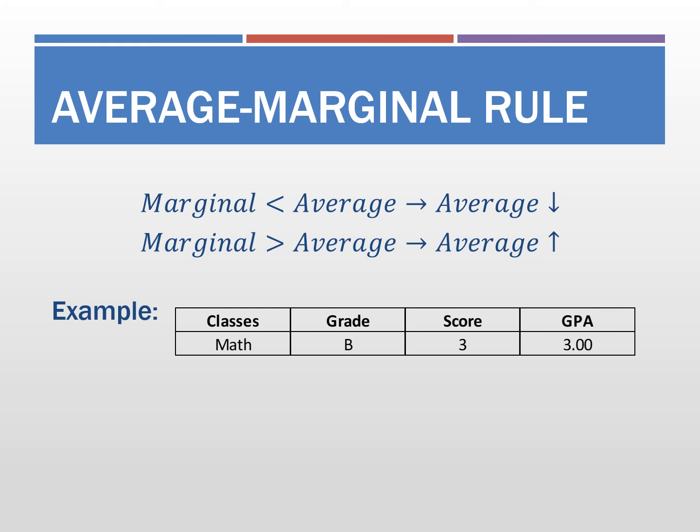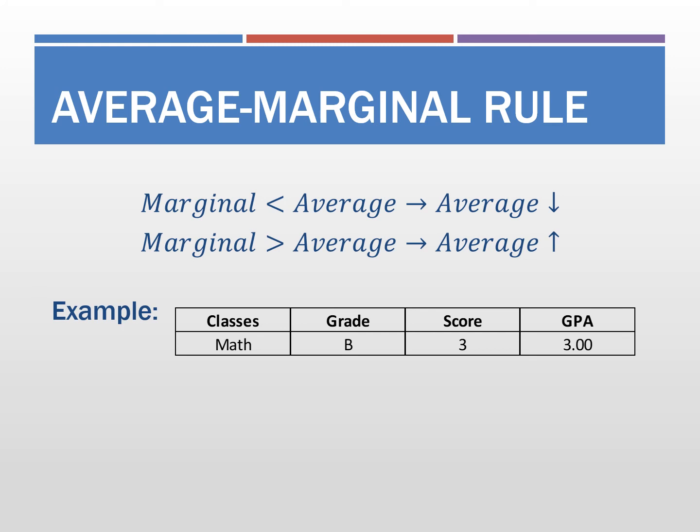First of all, the rule of thumb is when we are adding an additional number to an average, let's say the marginal, which is the additional, is less than the current average, it will pull the average down. However, if we're adding an additional, which is a marginal number, to an existing average, and it is greater than the average right now, it will pull the average up.